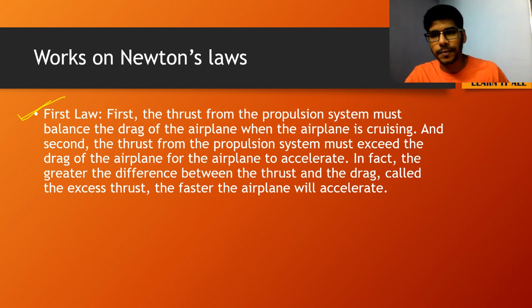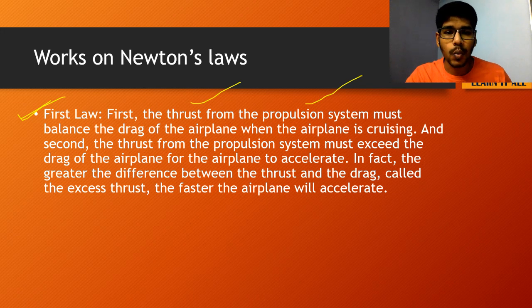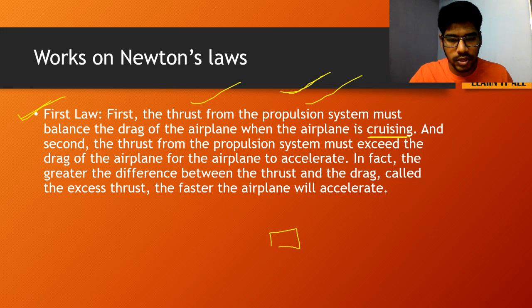So in the first law, first, the thrust from the propulsion system must balance the drag of the airplane when the airplane is cruising, right? What does this mean? When you talk about the propulsion system, it is present so that it makes a particular object move, right?